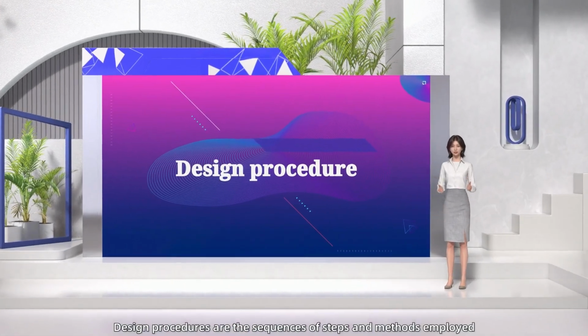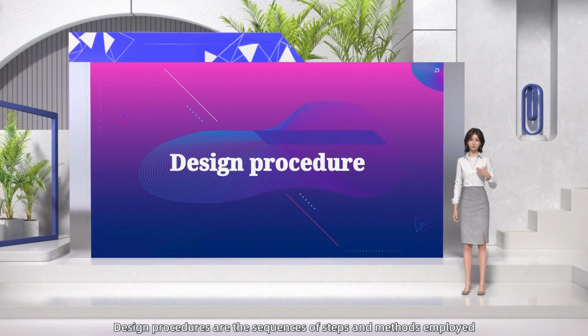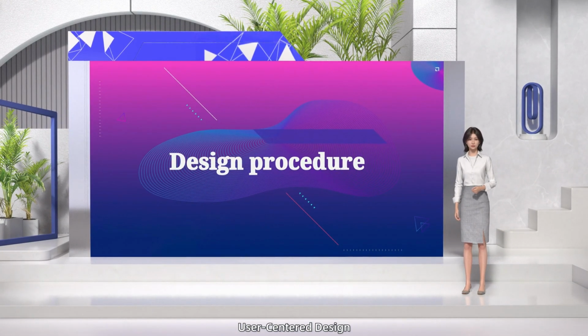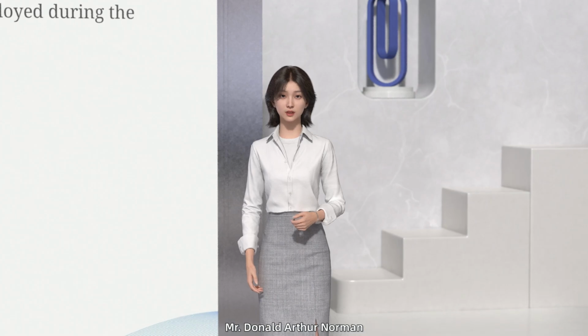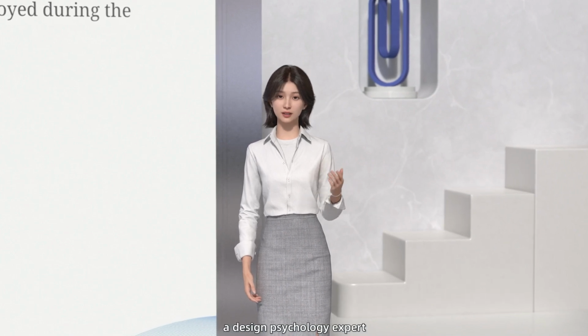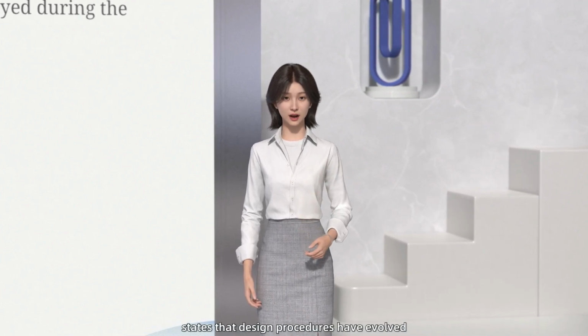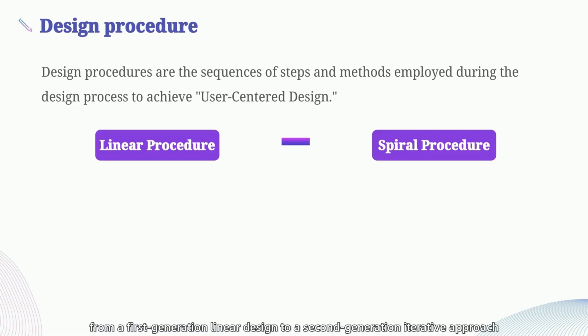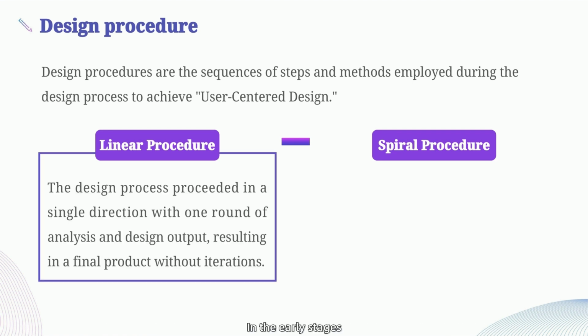Design procedures are the sequences of steps and methods employed during the design process to achieve user-centered design. Mr. Donald Arthur Norman, a design psychology expert, states that design procedures have evolved from a first-generation linear design to a second-generation iterative approach. In the early stages, the design process was typically linear, proceeding in a single direction with one round of analysis and design output, resulting in a final product without any iterations.